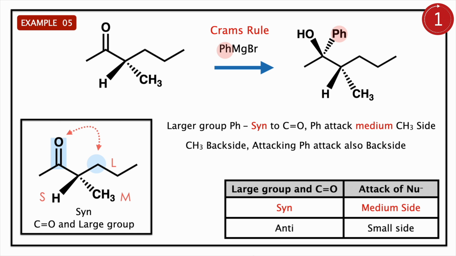Here in the alpha position there is a chiral carbon and a carbonyl, definitely Cram's rule. So we should label the groups. The large functional group is propyl, medium is methyl, hydrogen is smaller. So the relationship between the large group and carbonyl is syn. If you look at the table, large group and carbonyl syn mean attack will happen on the medium side. Here the nucleophile is phenyl. The medium side is the methyl position, which is below the plane. So phenyl attacks below the plane. So methyl and phenyl are below the plane. You have the final product. The concept you have to learn here is you should master the large functional group.